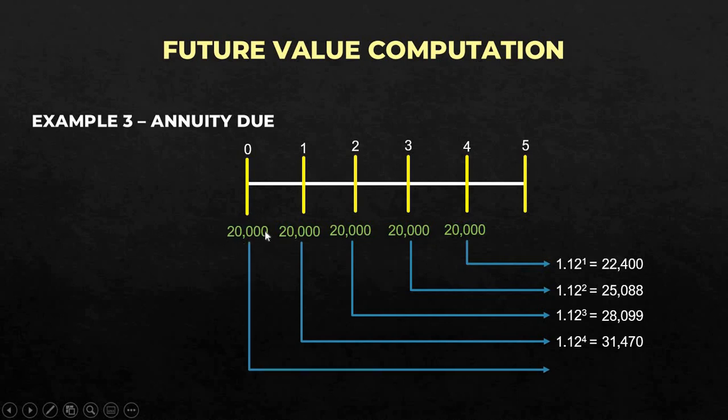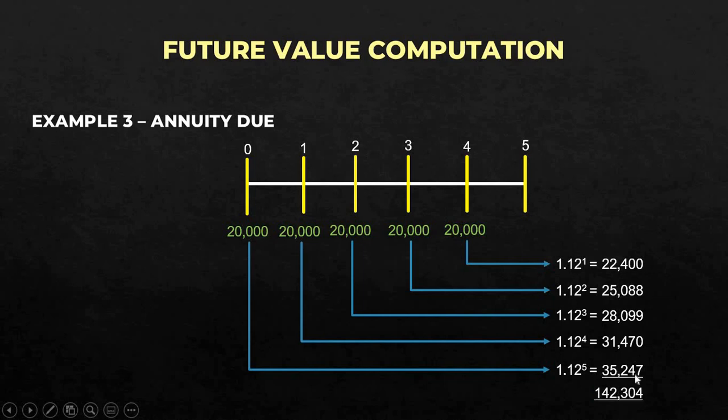So, ang ating exponent diyan ay positive 5, kasi nga may limang compounding period siyang dadaanan bago siya makarating sa end of the term. 20,000 times 1.12 raised to positive 5, that is 35,247 pesos. At para makompute natin yung total amount na marireceive natin at the end of the 5th year, kailangan nating kunin ang sum of the 5 future values.